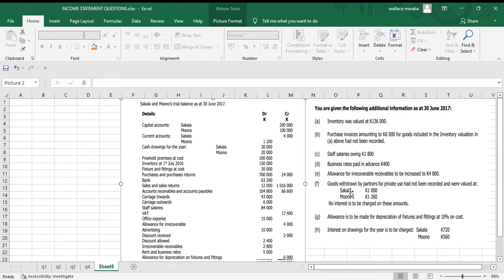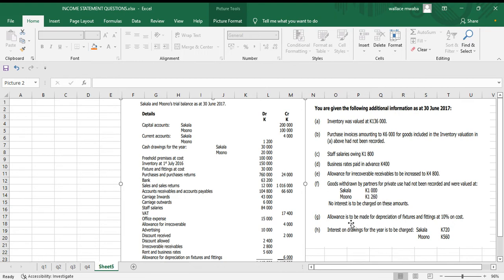Goods withdrawn by partners for private use have not been recorded and were valued at: Sakala took goods worth 1,000, Mono took goods worth 1,260. No interest is to be charged on these amounts. So basically, this total amount of goods we're also going to subtract from our purchases.